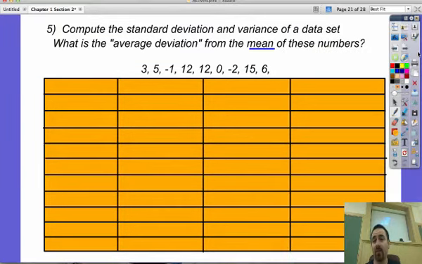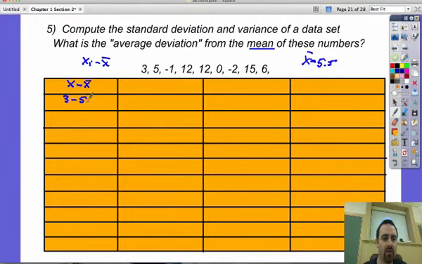Typically, I want to stay at about 3 decimal places, but for the purpose of this exercise, because I'm going to be doing a lot of writing, I'm going to leave the mean at 5.5. All right, so I want the average distance from the average. Distance is basically a value minus the mean, right? So this column will be the value minus the mean. So 3 minus 5.5.